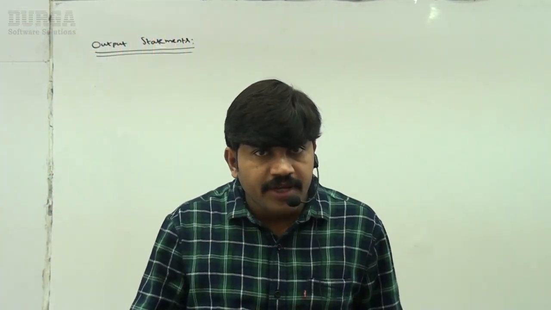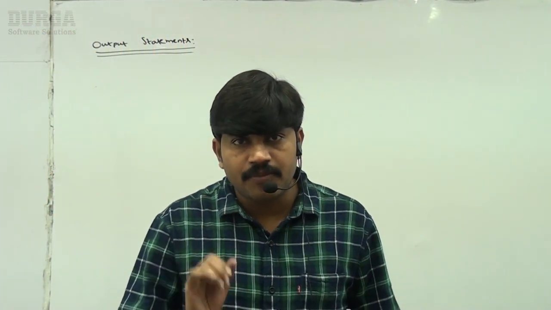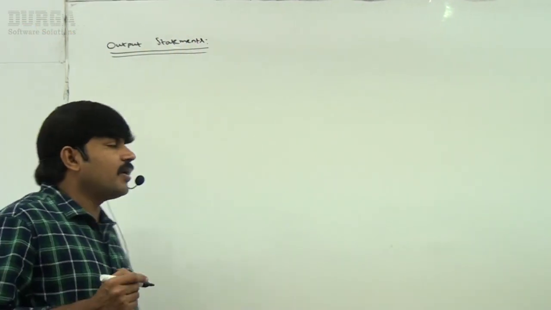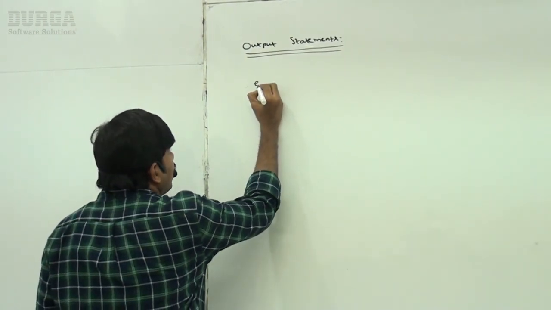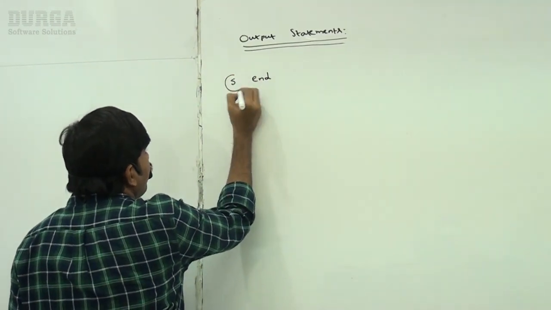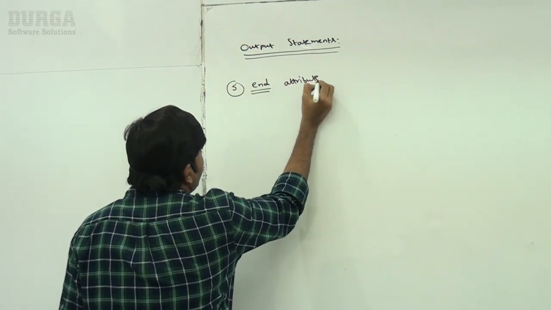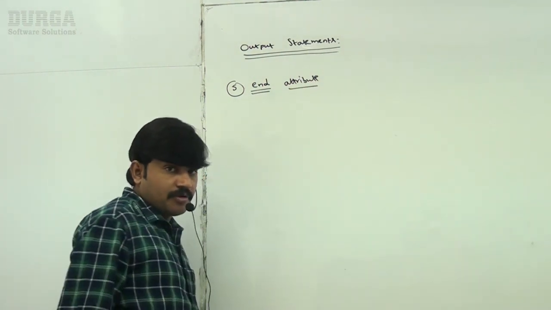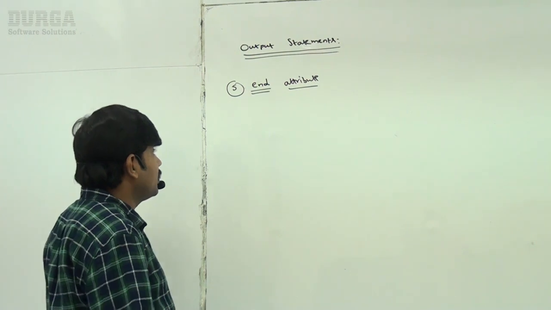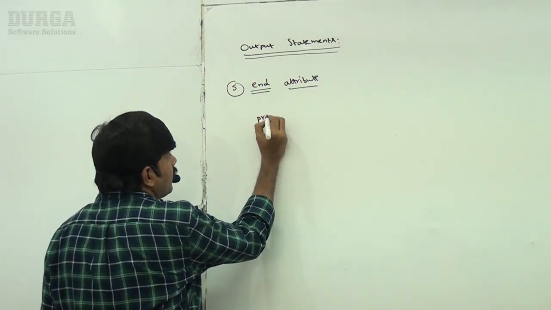Sir, now it's very clear about the sep attribute, right? Now I have to go for the end attribute, the print statement with the end attribute. What is the purpose of this end attribute? Very, very simple. Take special care about this one.